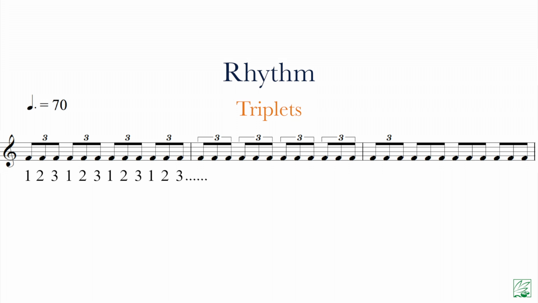Now listen to how I count in triplets over a metronome click set at 70. 1, 2, 3, 1, 2, 3, 1, 2, 3, 1, 2, 3.